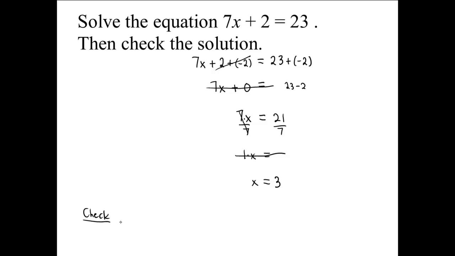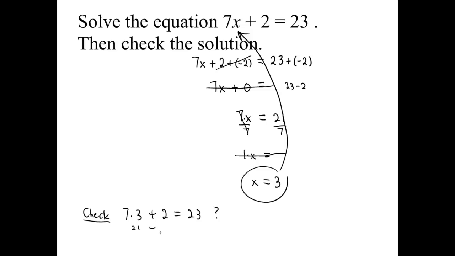To check, we're going to take this 3, put it right up here where we see an x. So instead of 7 times x, we have 7 times 3 plus 2 equals 23. Is that a true statement? Well, 21 is the result of 7 times 3, and 21 plus 2 is indeed 23. So that means x equals 3 is the solution.